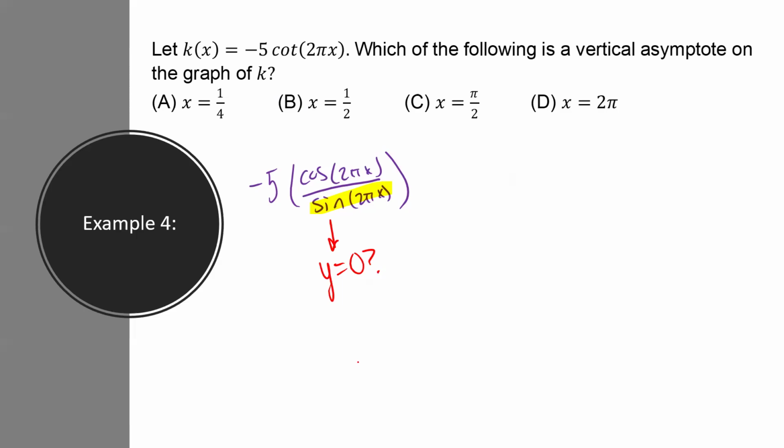I'm waiting. Someone tell me. Where are my 2 points? 180 and 0. So we have 0 and pi. What is our inside argument?